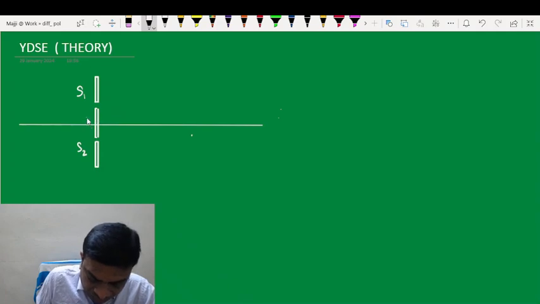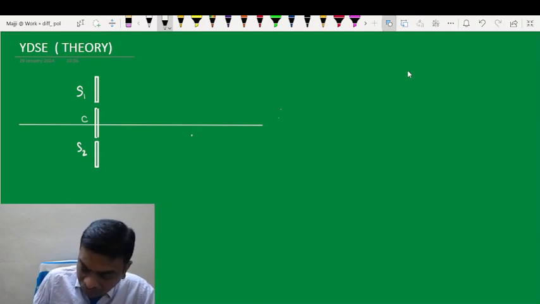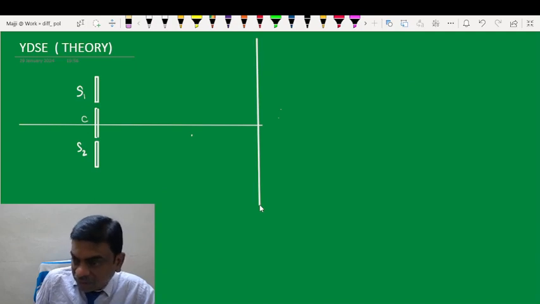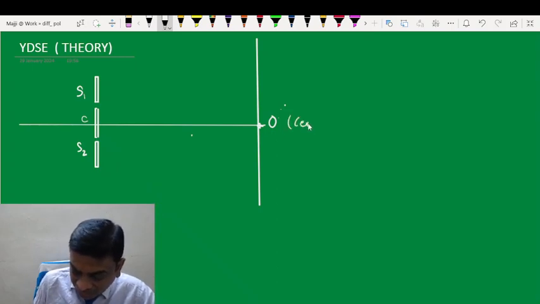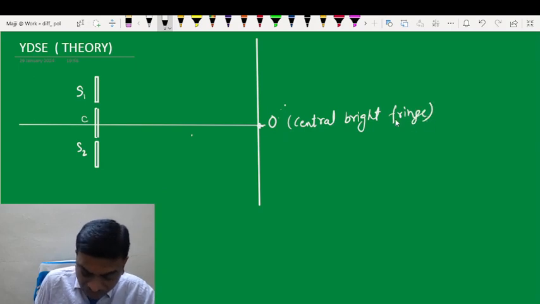Now I'll call the midpoint of the slits as C. And then also I'll draw a screen, a distant screen, you can see, and this point I'll mark as O. Later we'll see that this is known as the central bright fringe. Central bright fringe. We'll see this, don't worry.